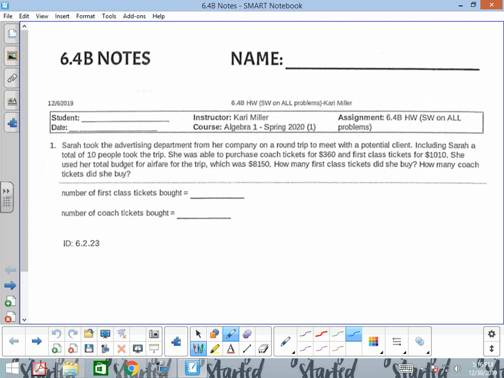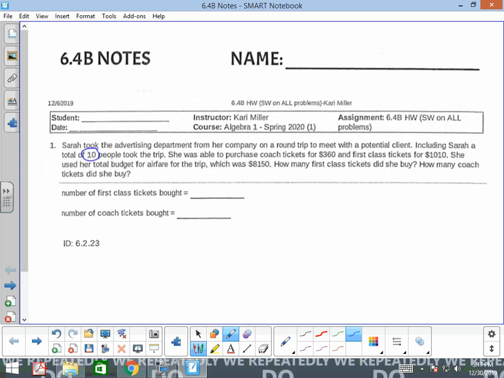Alright, so Sarah took the advertising department from her company on a round trip to meet with a potential client. Including Sarah, a total of 10 people took the trip. She was able to purchase coach tickets for $360 and first class tickets for $1,010. She used her total budget for airfare for the trip, which was $8,150. How many first class tickets, which I'm going to let be Y, and how many coach tickets, which I'm going to let be X, did she buy?